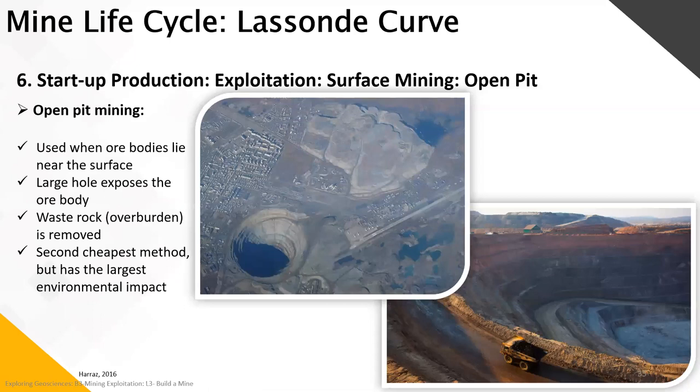So a good example here of open pit mining, used when the ore bodies lie near the surface. There is, as you can see, a large hole that exposes the ore body. Waste rock overburden is removed and needs a place to be moved to. It is the second cheapest method, but has the largest environmental impact, as seen here, leaving a big depression within the area, close to a city. So once the mine is closed, this has to be taken care of.